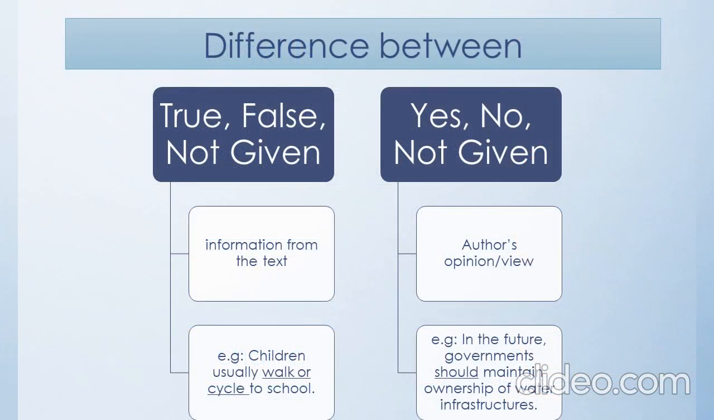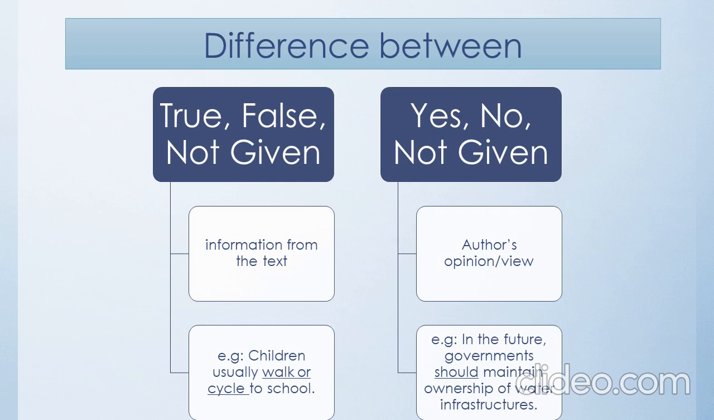Here is the difference between these 2 mostly confused types of tasks. True, false, not given, you need to find information from the text. You need to find it and compare, is it true, false, or not given. For example, I know this is a very simple example, but it's just in order to explain the difference, right? So for example, children usually walk or cycle to school. So here the information is walking or cycling. Okay, so it's just the information.